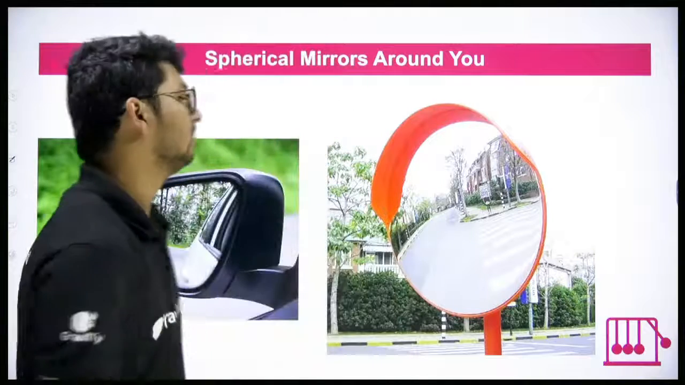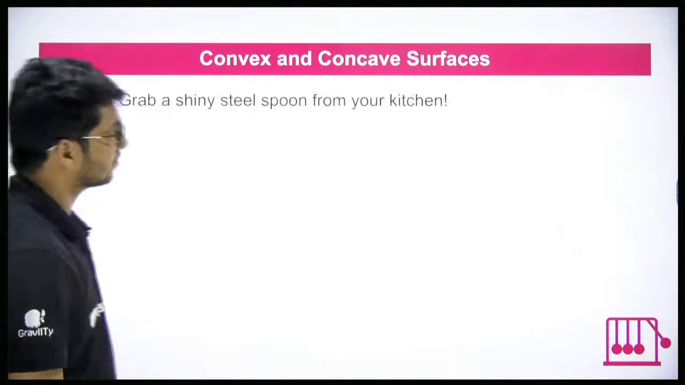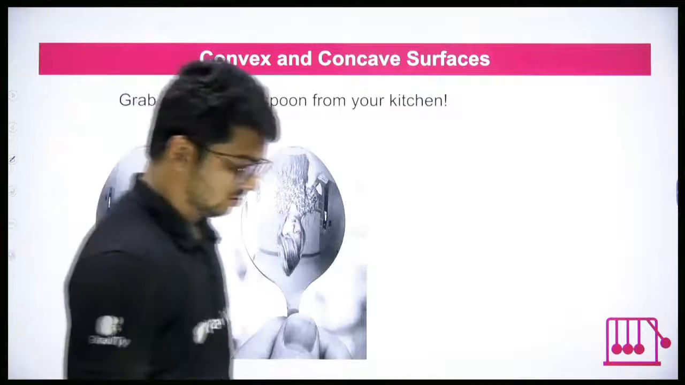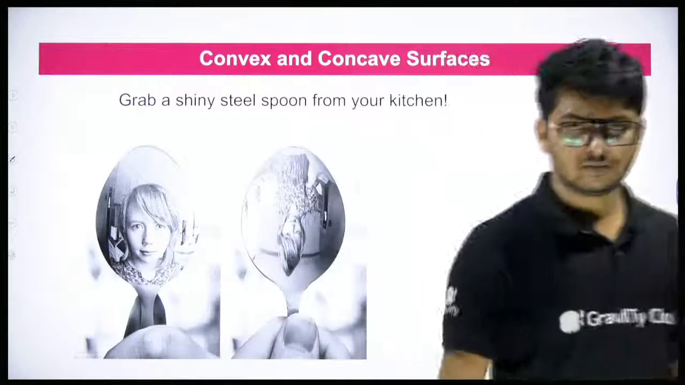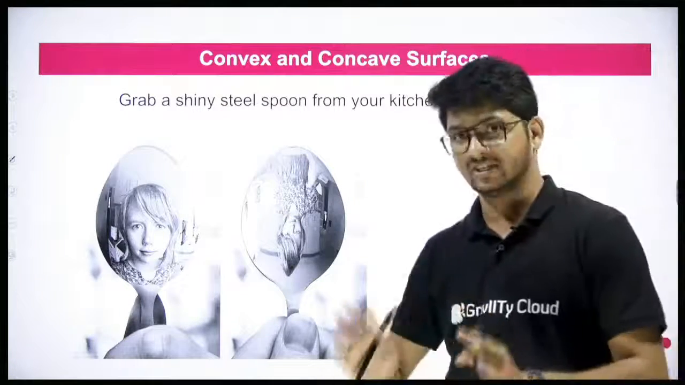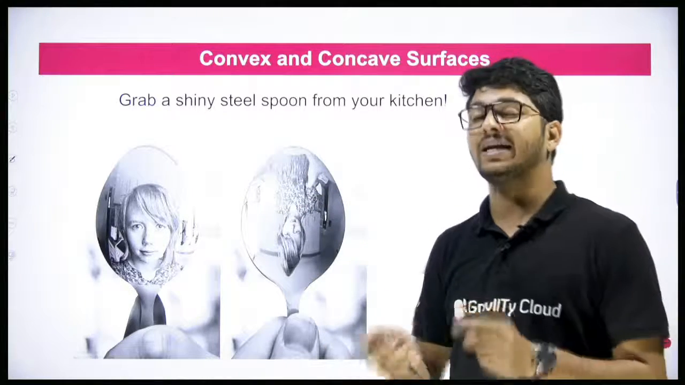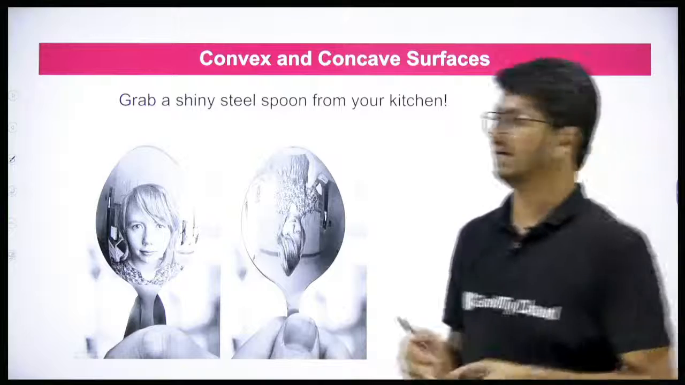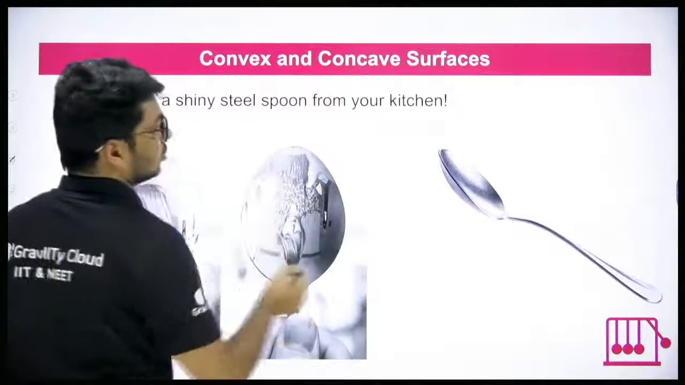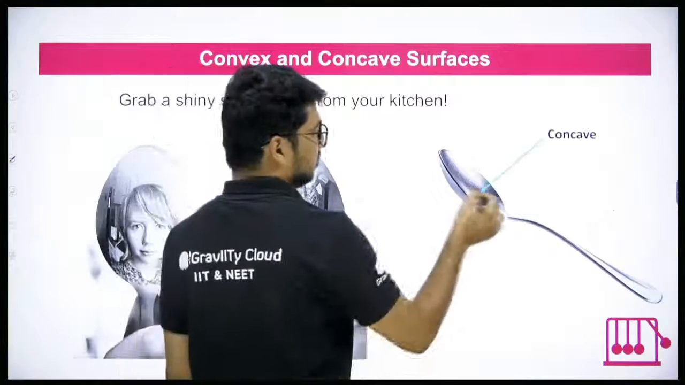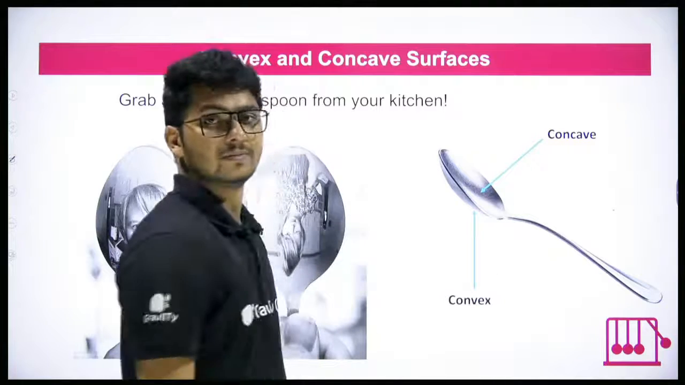Let's understand them much more clearly. You can actually do this at your own home. Take a properly shiny steel spoon. A steel spoon has two sides. If this is the spoon, I'll show it to you. One side is this and the other is this.